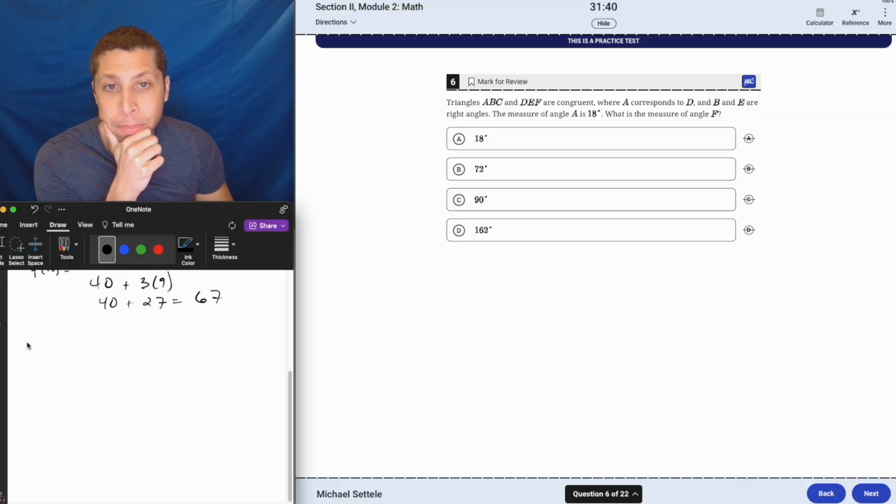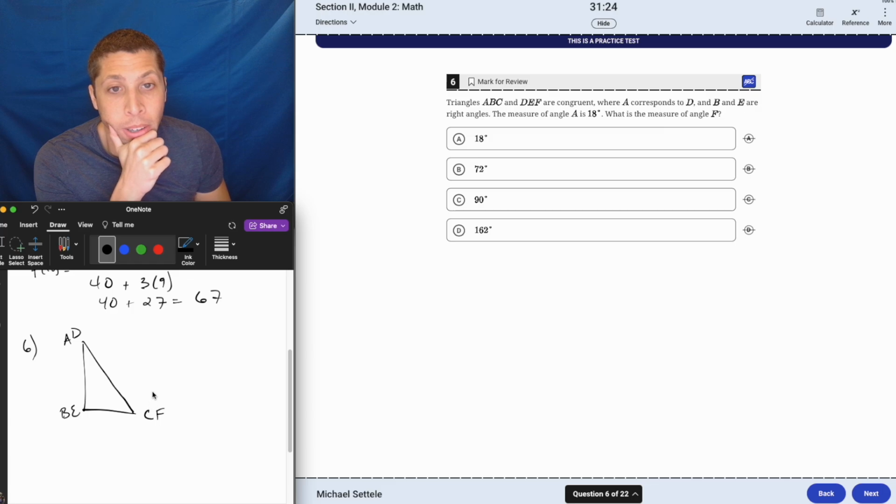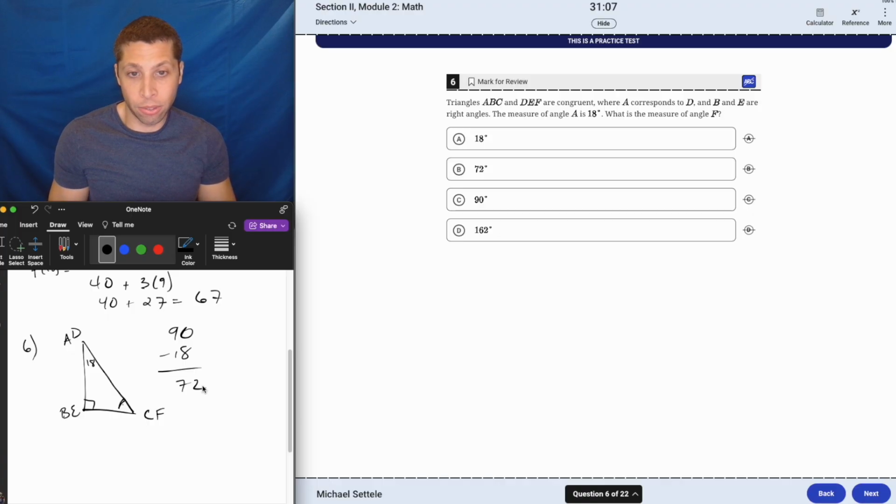So let's just draw them out. Okay, so A, B, C, B and E are right angles. So B and E, A, C, D, F. So these are right angles. Measure of angle A is 18. What is measure of F down here? So there's 180 degrees in a triangle, 90 already accounted for here. So 90 minus 18 is what? 72. Let's double check that. I don't see what else it could be, but 72.